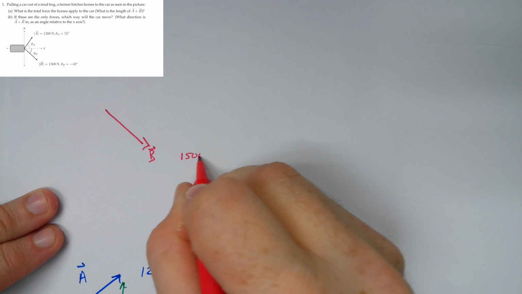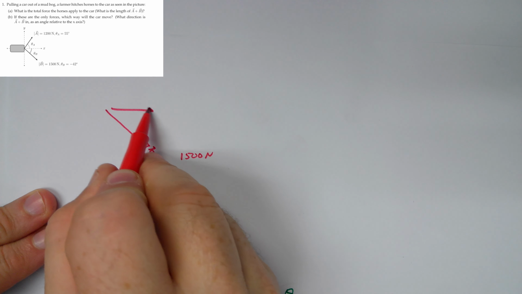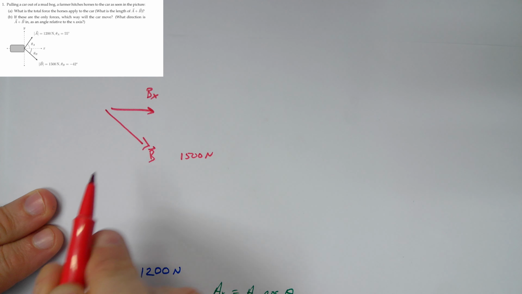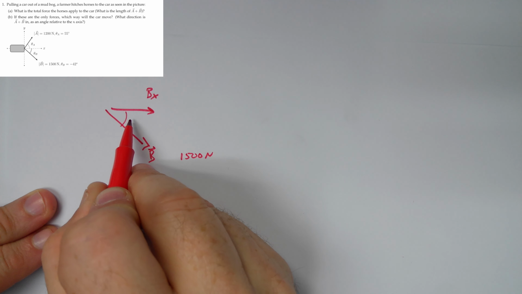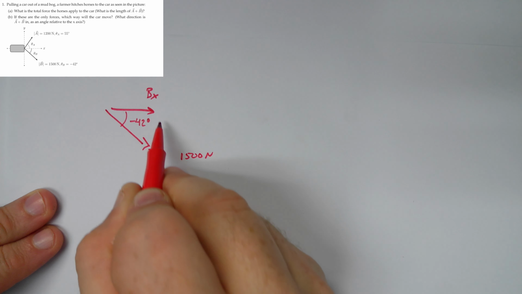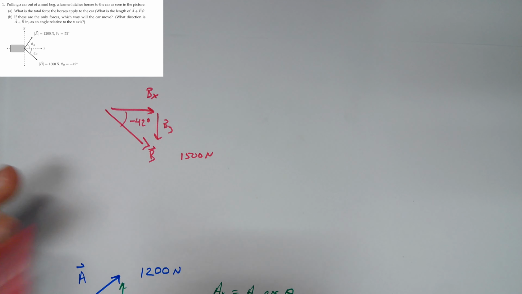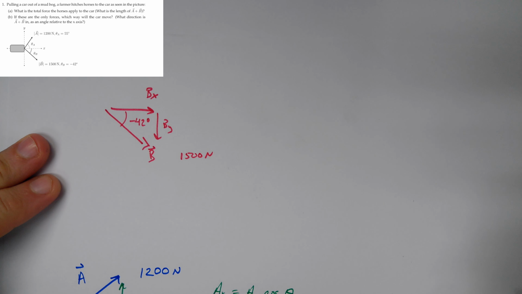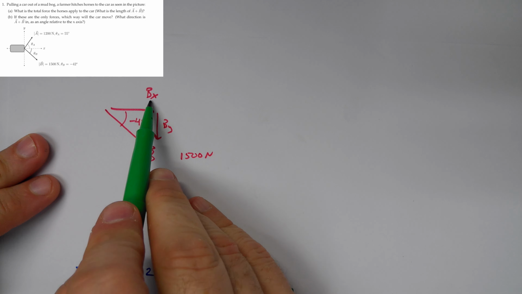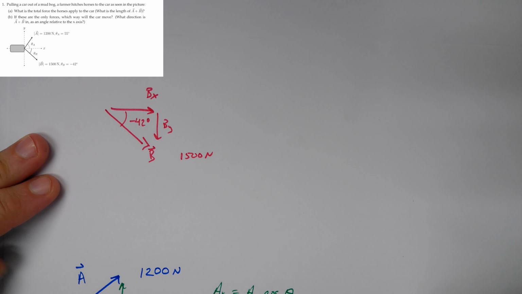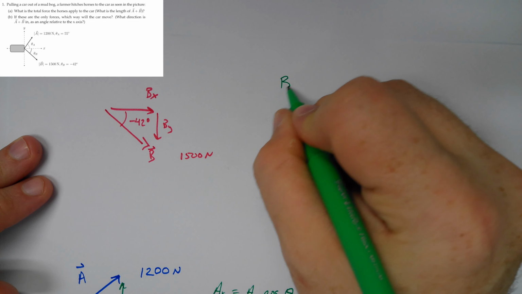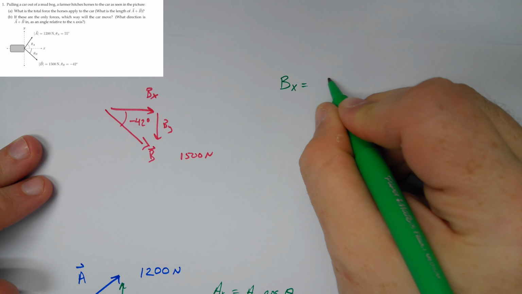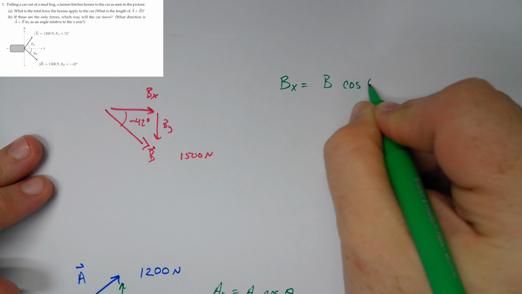And it's going to have 1500 newtons. This is going to be our x component, and it makes this minus 42 degree angle, and there'll be a B sub y. Again, the y part, we're using opposite over hypotenuse, so we'll use sine theta for the y part. And for the x part, we use adjacent and hypotenuse. We'll use the cosine part. So B sub x is B cosine theta.